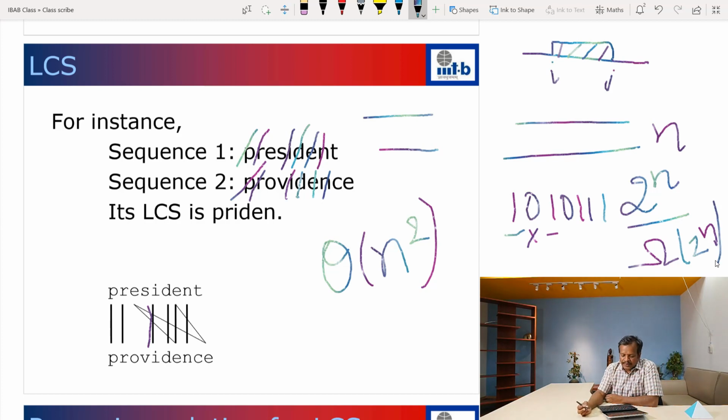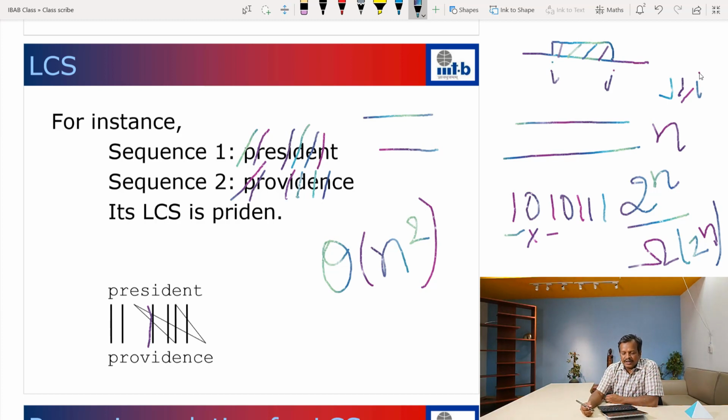Whereas if you look at the substring problem, I can start anywhere and j can be anything such that j is greater than or equal to i.